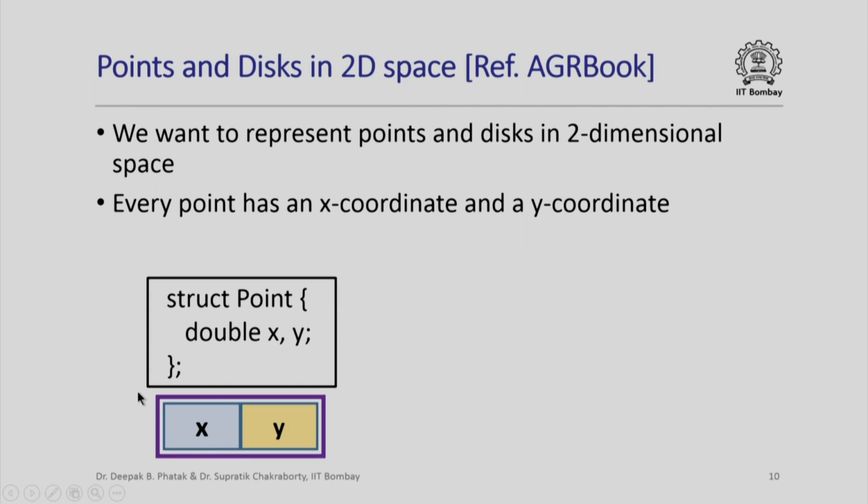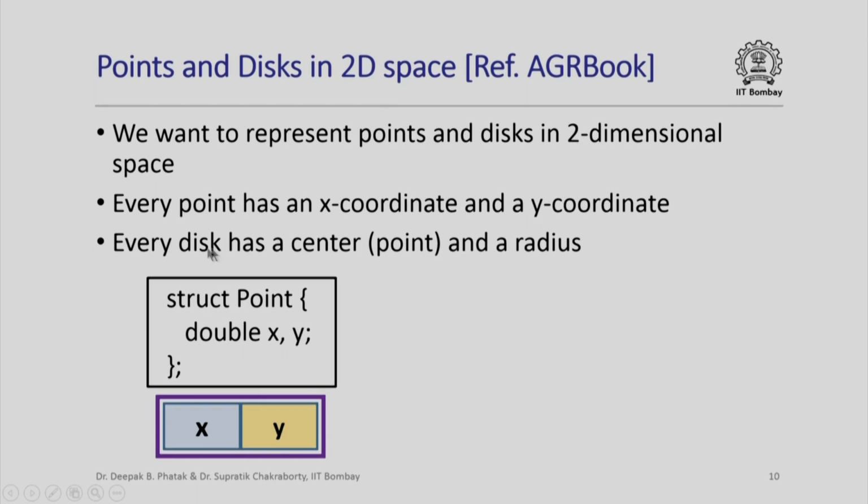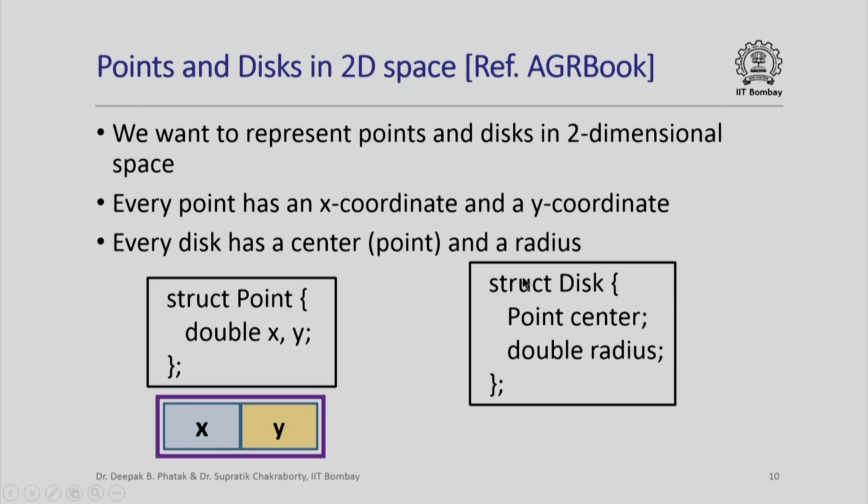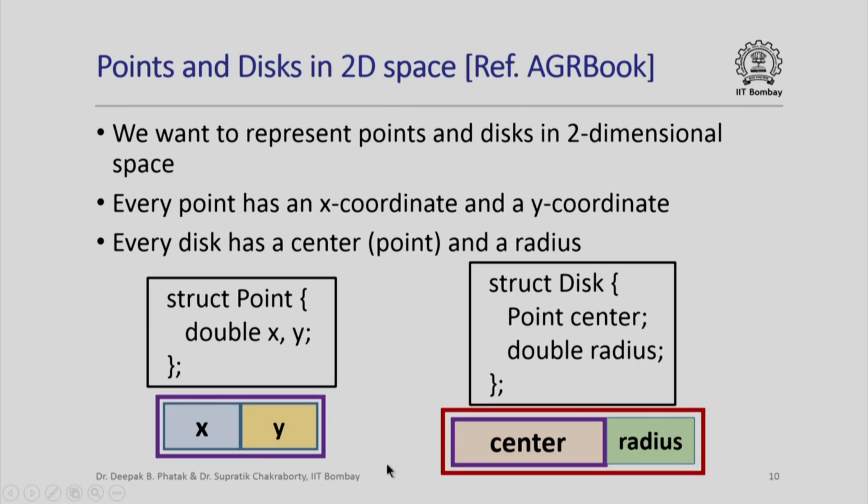And here is a pictorial representation of how an object of structure type point might look like. It has two members x and y, each of them of type double. A disk will have a center which is itself a point, and it will also have a radius. So, we can think of a structured disk which has a center of structure type point and a radius of type double. So, here is how an object of structure type disk might look like.